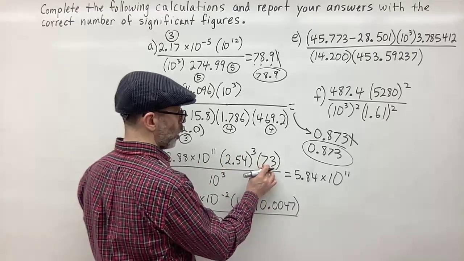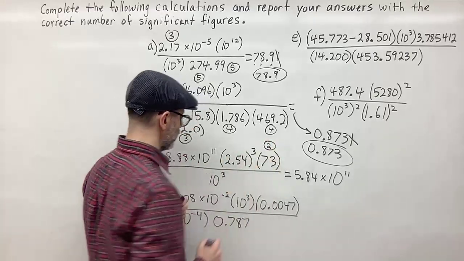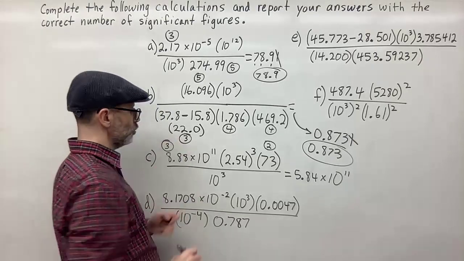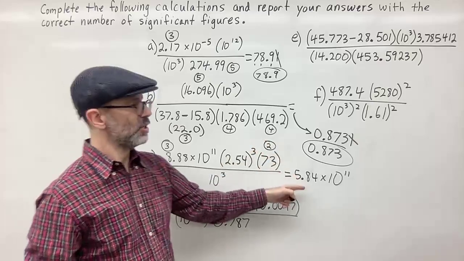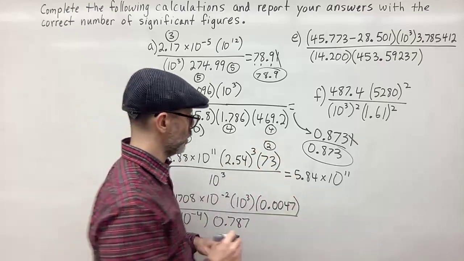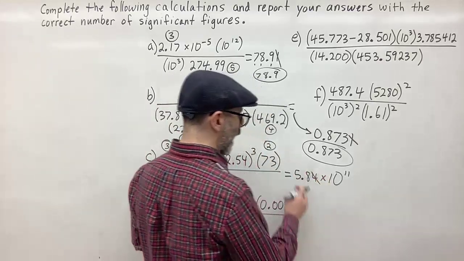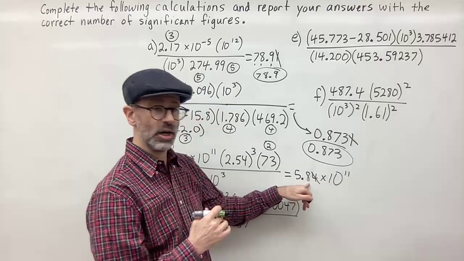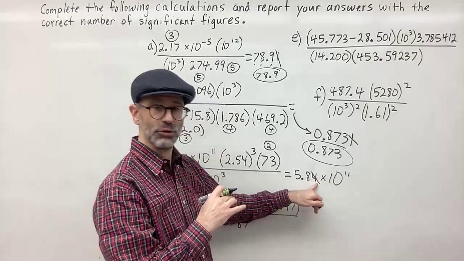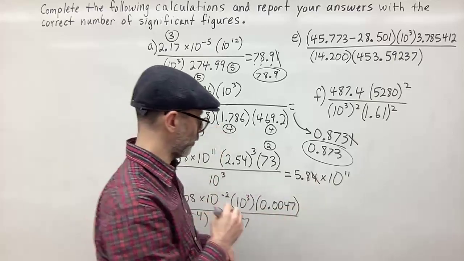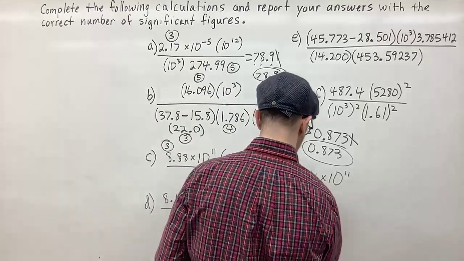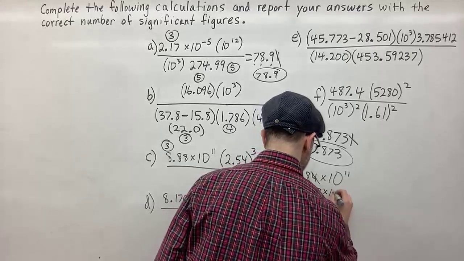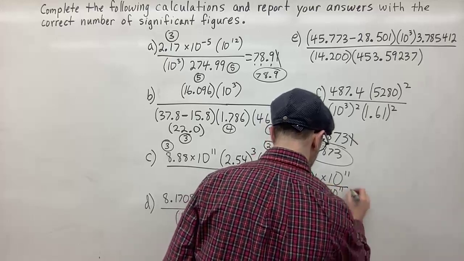So if we look here, we have 1, 2. So that's 2 sig figs. Here we have 1, 2, 3. That's 3 sig figs. 2 is less than 3. So our answer should have 2 sig figs. So here we're going to have to drop the 4. I don't have to round because it's a 4. You only round this number here if the number you drop next to it is 5 or greater. So then my final answer is going to be 5.8 times 10 to the power of 11.